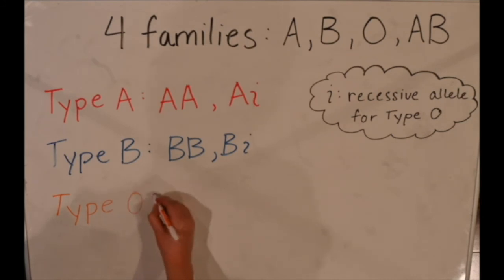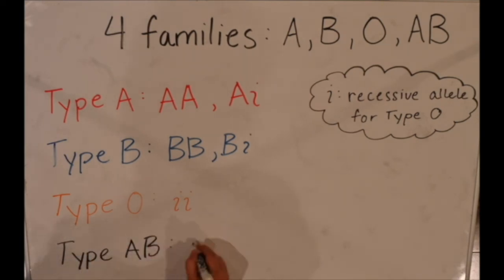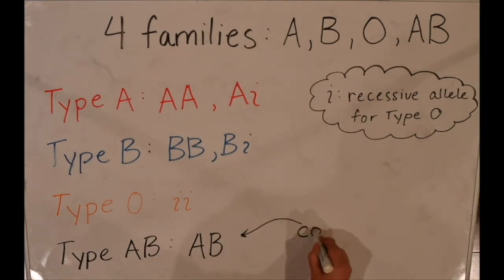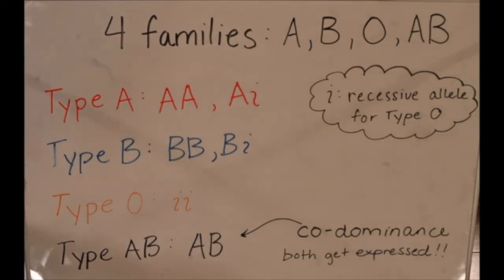In order for a person to have type O blood, they have to have 2 recessive O alleles. This is the only way that they can have this blood type. Type AB blood is very unique. Instead of having 1 dominant and 1 recessive allele, people with type AB blood actually have 2 dominant alleles, 1 dominant A allele and 1 dominant B allele. This phenomenon is called codominance. If 2 alleles are codominant, that means that they will both be expressed rather than one of them being masked like a recessive allele. These are the 4 main families of blood types.